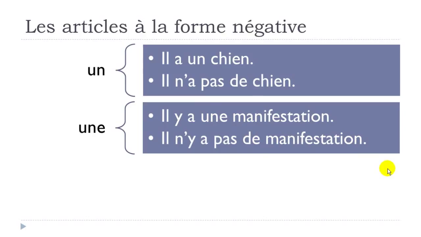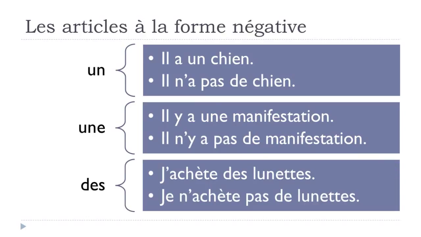All right. So what about the plural now? Des, and then j'achète des lunettes. Je n'achète pas de lunettes. Okay? Des lunettes, glasses. Acheter, to buy. J'achète des lunettes. So you can see that it will be exactly the same rule. So des becomes de. Okay? So what we've got here, un is becoming de, then une is becoming de, and after that you've got des, and it's becoming de as well. Okay? And this is for what we call les articles indéfinis, so a in English.